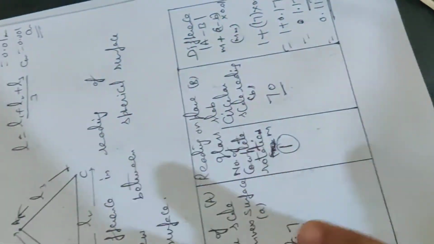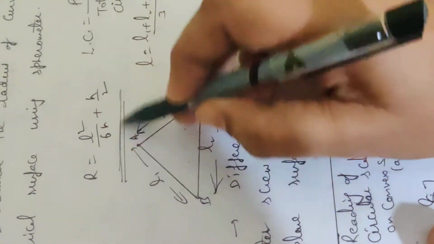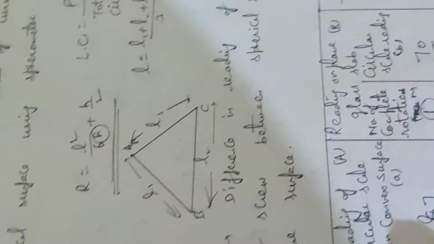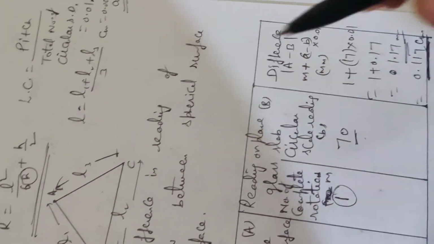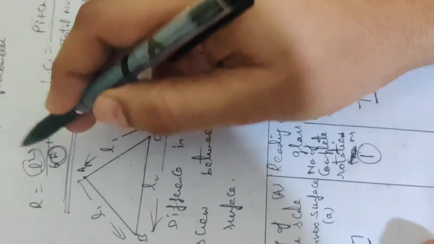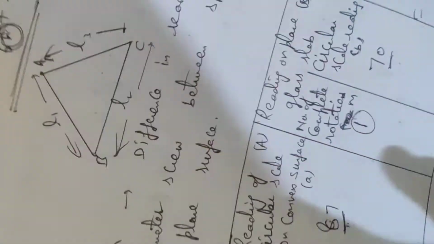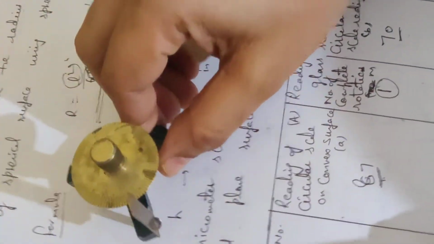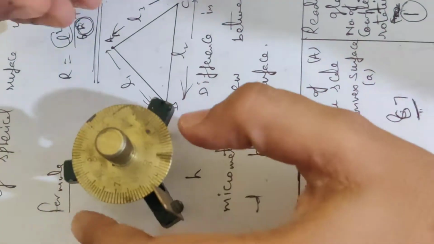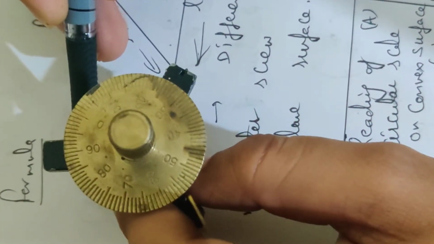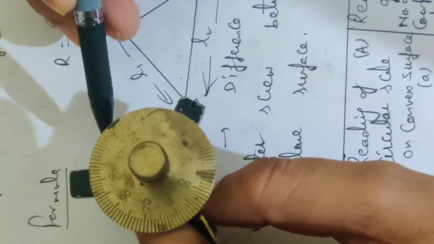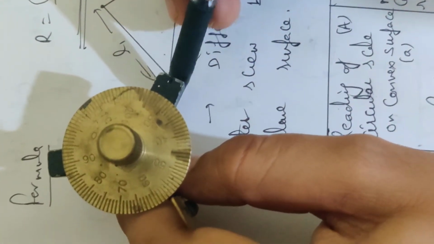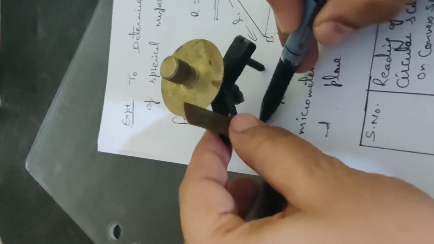To determine the radius of curvature, I have to use this formula. Here I have calculated h. This is the difference, 0.117 is the difference. h I have calculated. Now I have to find out l. To find out l, I have this spherometer. Then I will put its 3 legs here, 1 point corresponding to each leg. 1 point here, 1 point here, 3 points.